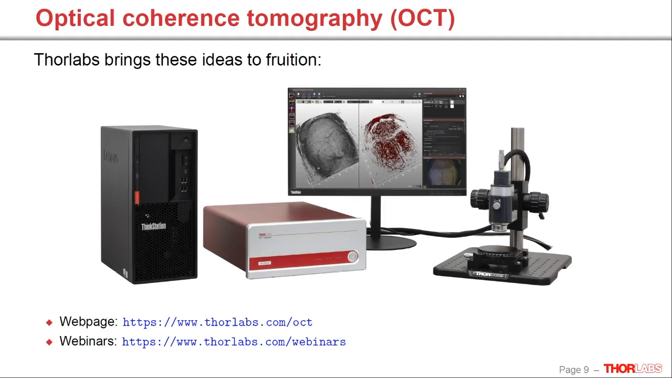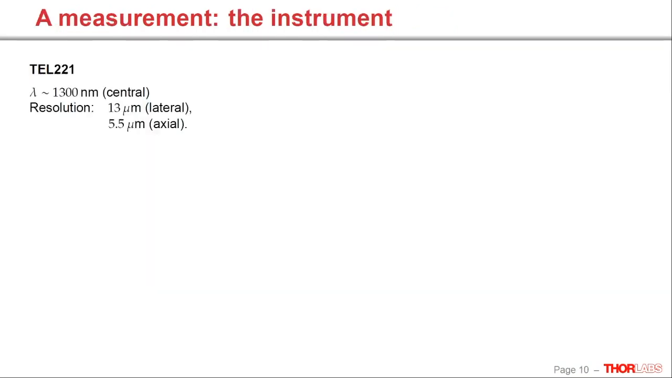But what happens if I take one of these instruments and make a measurement? I will take one particular instrument, the Telesto 221, with a central wavelength of 1300 nanometers and a resolution that is 13 micrometers lateral or 5.5 axial. To make a measurement, I need a sample.